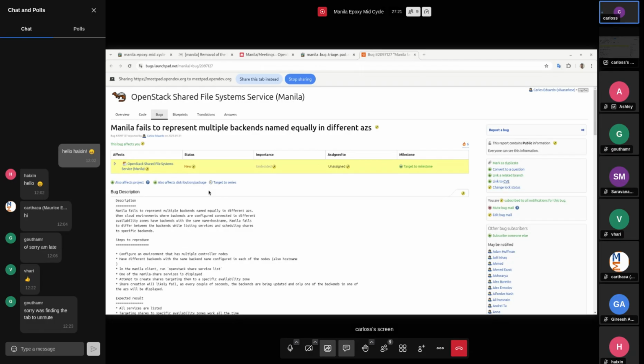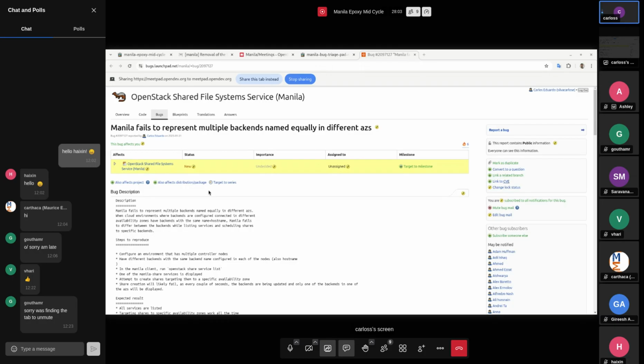So we had three controller nodes, and the three of them had Manila installed, and all of the three were using the CephFS driver. And we configured the backends with the same name. So each one of the controller nodes had one Ceph backend, and all of the three Ceph backends had the name CephFS. And Manila pretty much couldn't represent the three of them when I ran manila service list, even though it was configured that way.